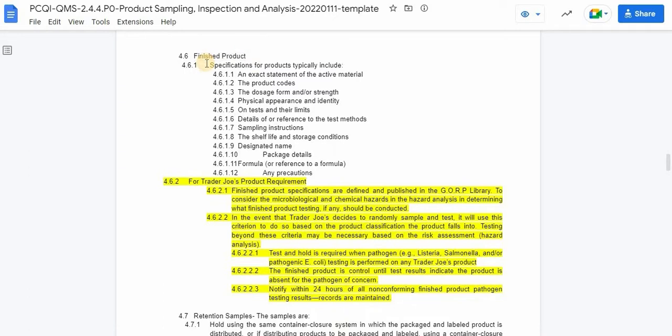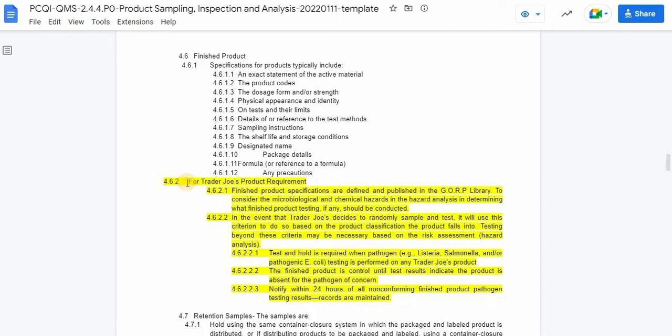Specifications for products typically include an exact statement of the active material, the product codes, the dosage form and/or strength, physical appearance and identity, tests and their limits, details of or reference to the test methods, sampling instructions, the shelf life and storage conditions, designated name, package details, formula, and any precautions.